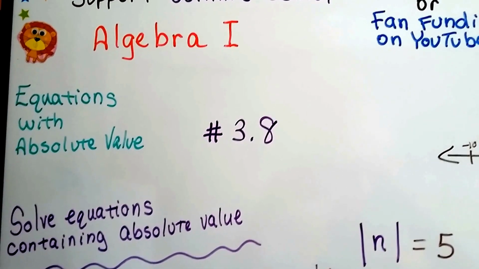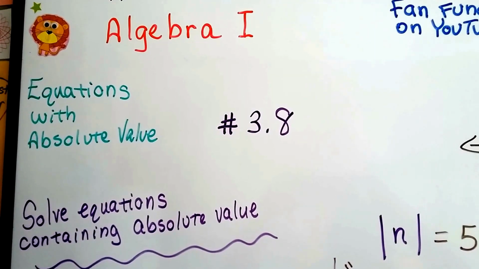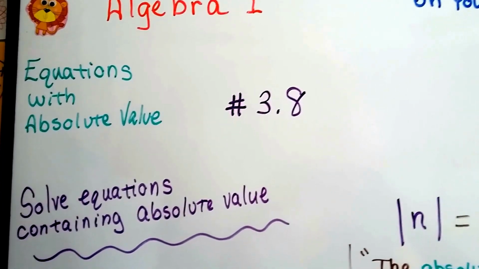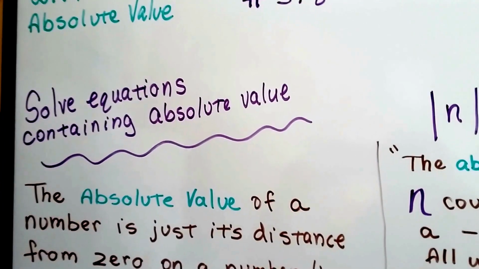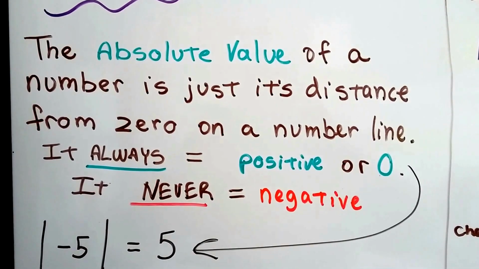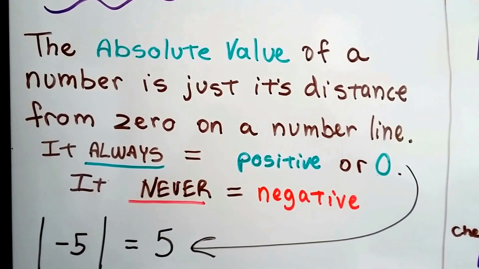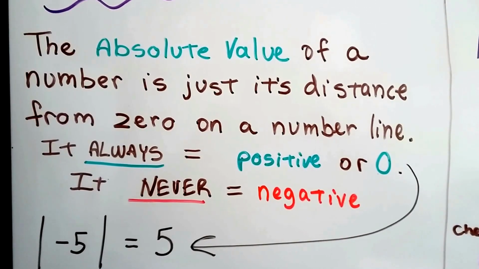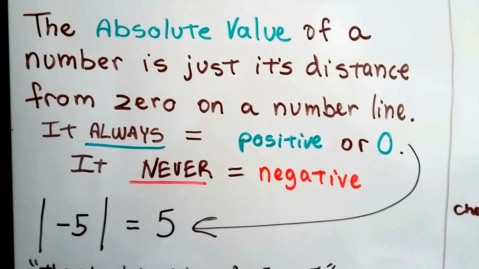Algebra 1, number 3.8, we're going to talk about equations with absolute value in them. We're going to solve equations containing absolute value. So the absolute value of a number is just its distance from 0 on a number line. It always equals a positive or 0. It never equals a negative.